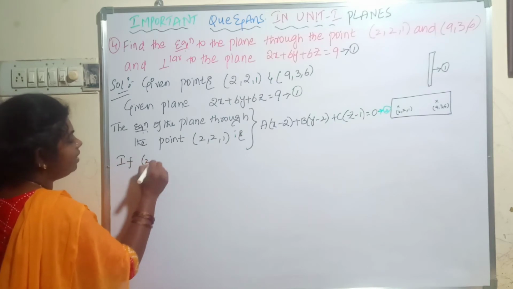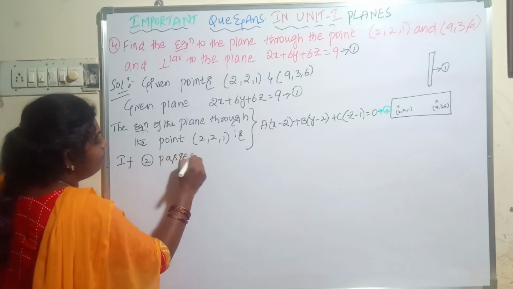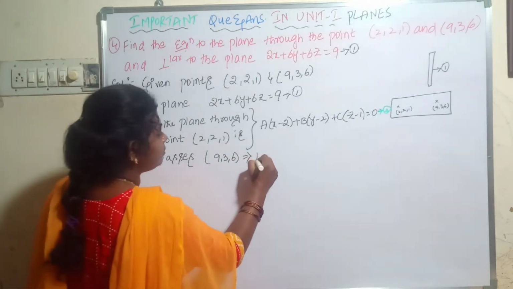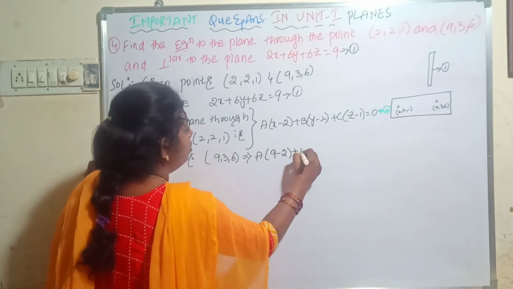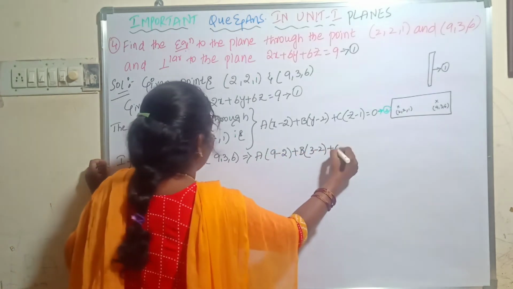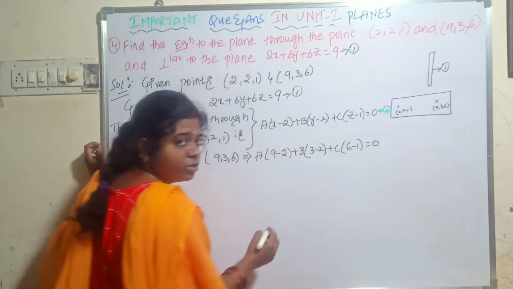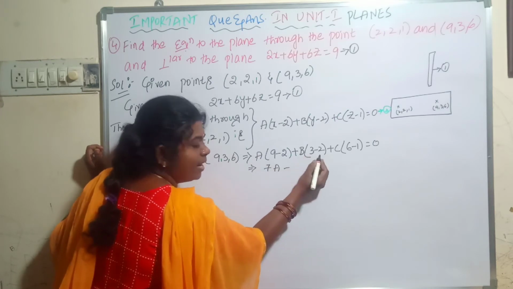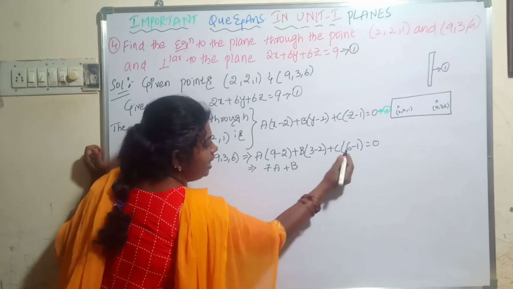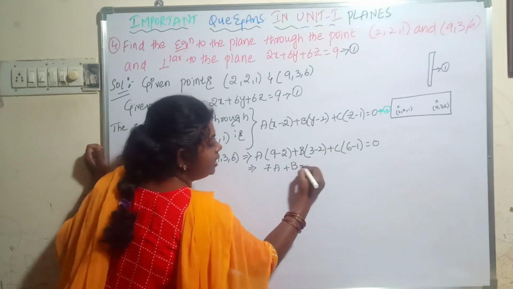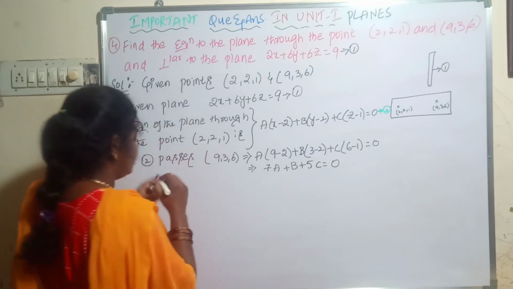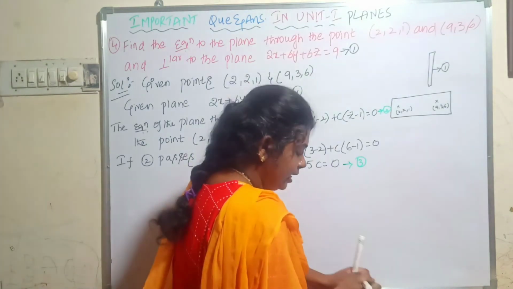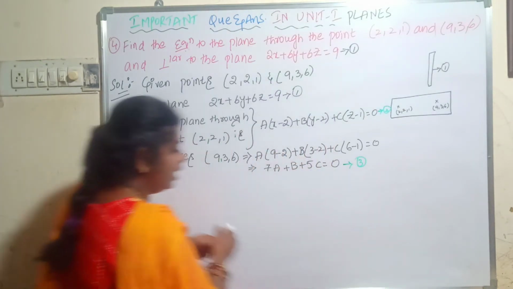If the second equation passes through the point (9, 3, 6), we have a into (9 minus 2) plus b into (3 minus 2) plus c into (6 minus 1) equal to 0. It will become 9 minus 2 is 7a, plus 3 minus 2 is 1, 1 into b is b, plus 6 minus 1 is 5, 5 into c is 5c, which is equal to 0. Treat this equation as the third equation.